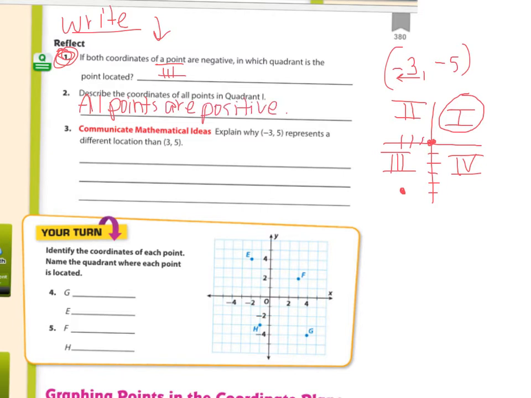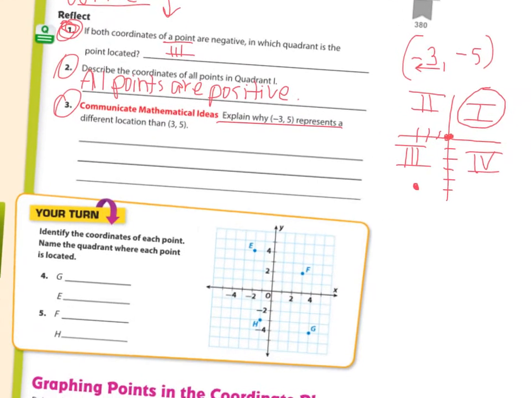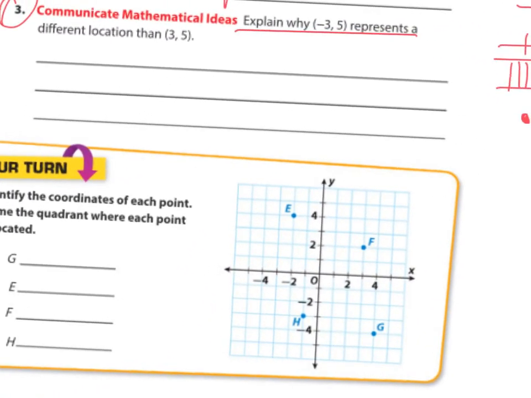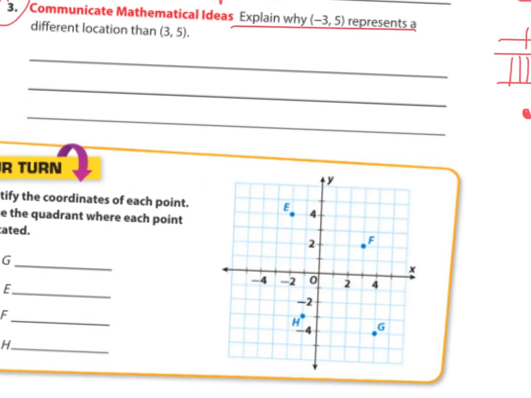Okay? Number 3. Write this down too. Explain why -3, 5 represents a different location than 3, 5. Okay, so let's look at -3, 5, and 3, 5. -3 is to the left of 0 on the number line. So you go 1, 2, 3 here, and then 5 is positive, so you'd go up 1, 2, 3, 4, 5. Okay, that puts you in which quadrant?